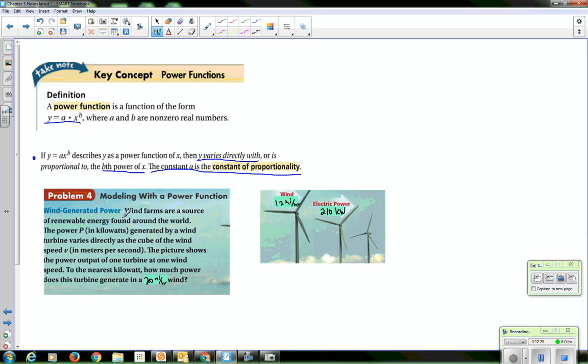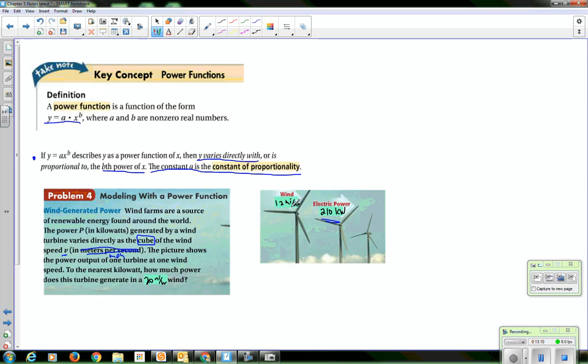Wind farms are a source of renewable energy found around the world. The power P in kilowatts generated by a wind turbine varies directly as the cube of the wind speed V in meters per second. We're actually not in meters per second. We are going to look at miles per hour. The picture shows the power output of one turbine, which is 210 kilowatts, at one wind speed. To the nearest kilowatt, how much power does this turbine generate in a 20 mile an hour wind?